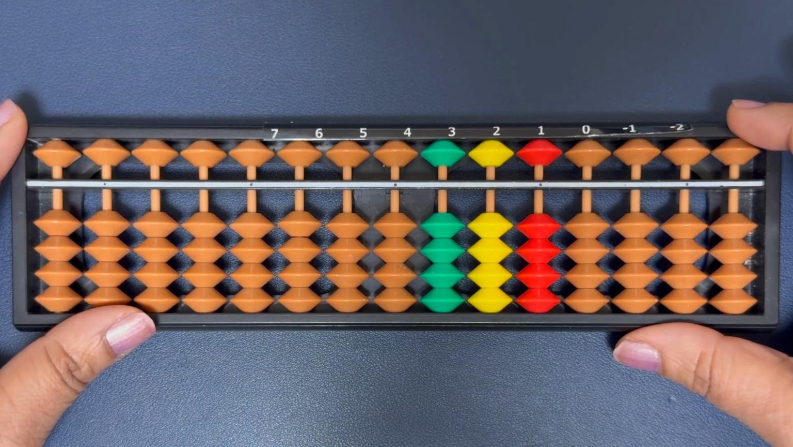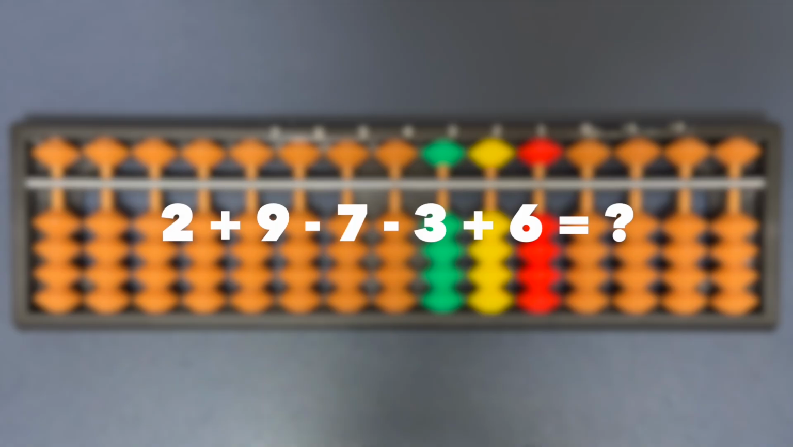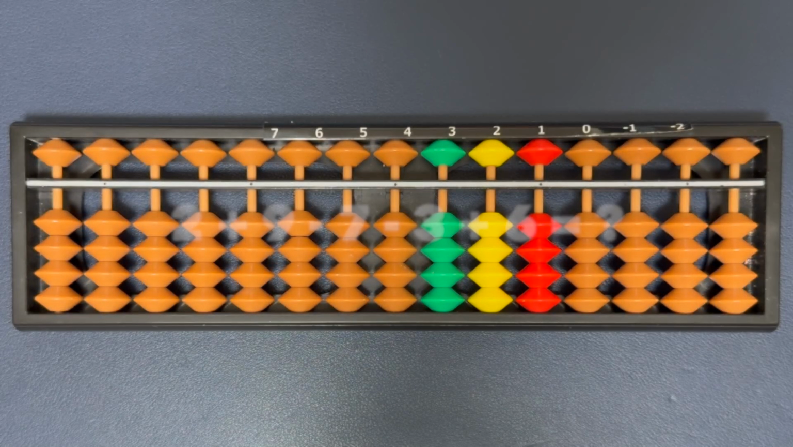Now it's your turn. Solve this. 2 plus 9 minus 7 minus 3 plus 6 is equal to what?